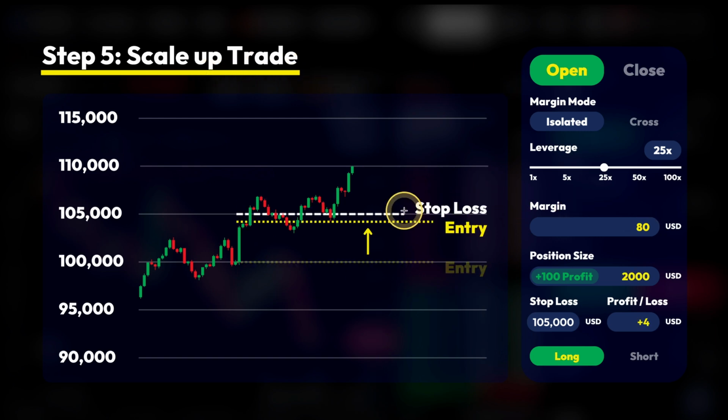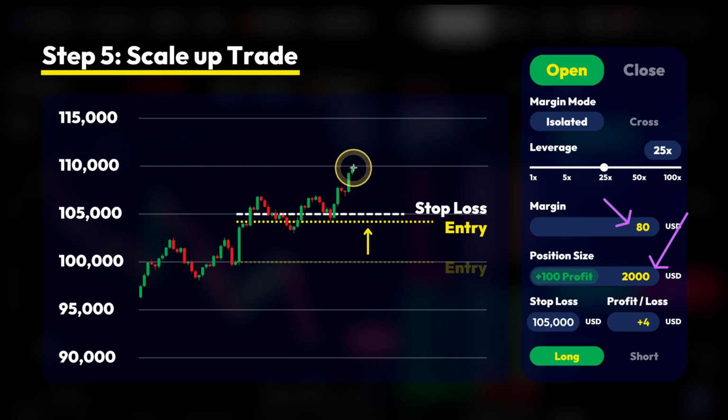We now have a solid trade with minimal stake. The stop loss is above our entry and we can simply let it run. But now we still also have the option to further scale up this trade and thus increase future profits. If, for example, we add another $1,000 to this trade, we increase our position size to $2,000 and the margin from $40 to $80. What then happens is our entry price also, of course, shifts upwards to around $104,700, but still remains below our stop loss.